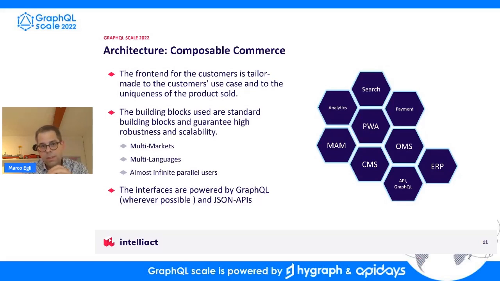So we were able to go multi-market and multi-language from the start. The application now can handle almost infinite parallel users, and all the interfaces are powered by GraphQL wherever possible, and some JSON APIs. And why GraphQL is important, I'll show in the second half of my presentation.